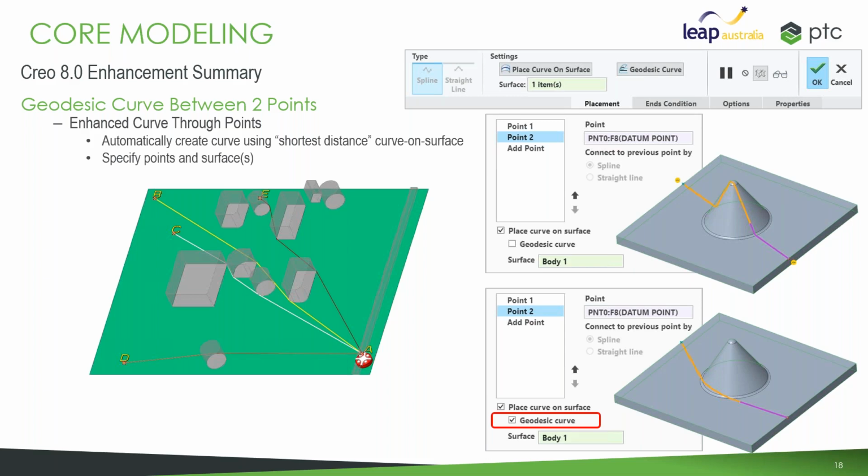So we've now got the ability to create a curve through points that runs along a surface. Okay, so either point to point along the surface, like you can see here, so just in a straight line, but running across the surface. Or if we make it a geodesic curve, basically the shortest distance between those 2 points as it works that out. Okay, so it could be very handy in certain cases where you're trying to run things through, work out clearances and the like.